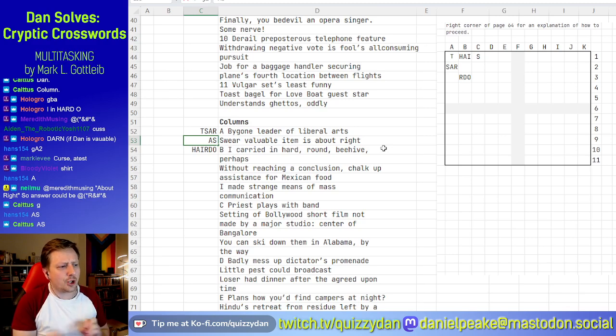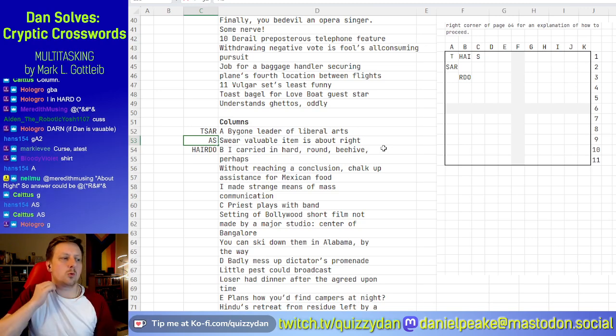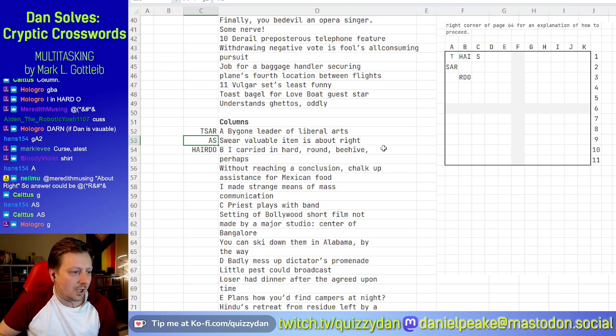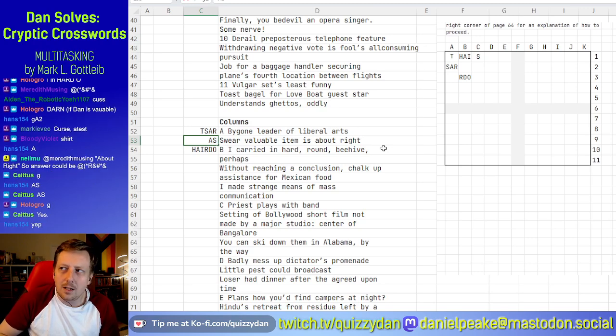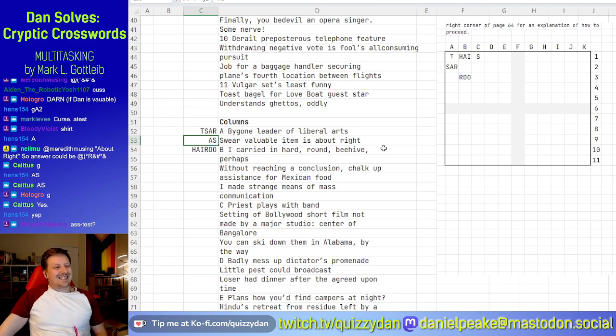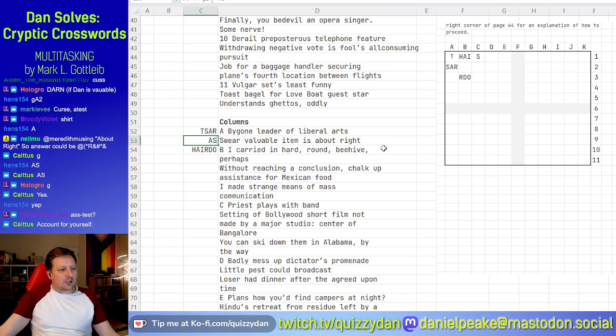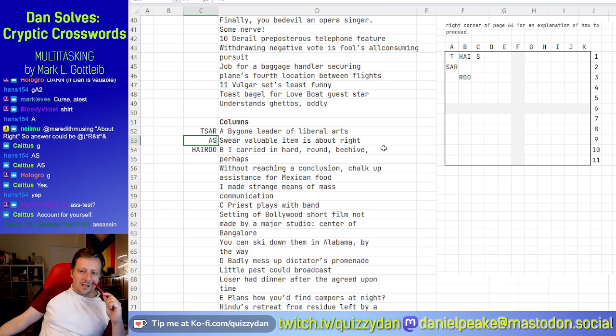Assume, assuage, swear, valuable item. Am I reading it right? Is swear the definition? That is my current question. Yeah. Valuable item. It's an asterisk. It's an... Don't drop it. It's an... Next letter, please. And it's going to mean swear. I ascribe. Third letter, please.